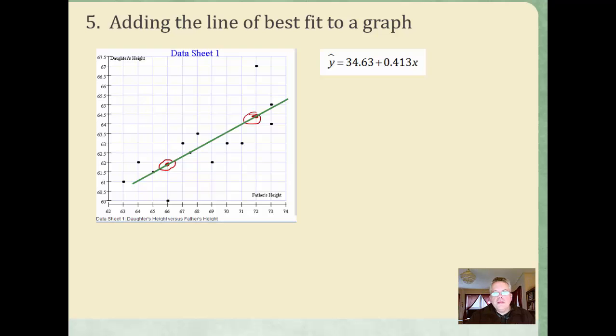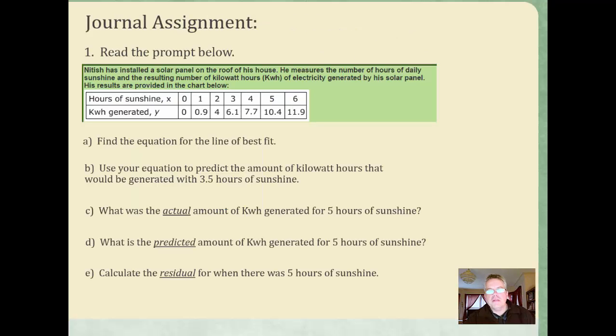Okay, so we really did talk about a lot. We talked about how to calculate the line of best fit, how to read it from a calculator and write the equation, how to make predictions, how to calculate residuals, and how to add a line to the graph. So these are big things that we're going to be doing a lot in class, and we'll get some more practice. All right, finally, it's time for the journal assignment.